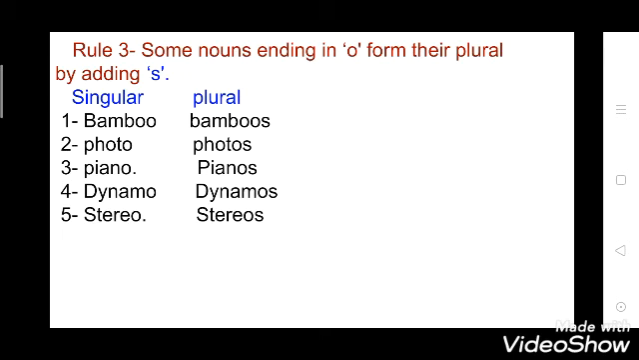Now students, moving to our rule 3. Rule 3 says some nouns ending in o form their plural by adding s. It means in a singular noun, if you see a word ending in o, you have to change it by adding s, so that it becomes a plural form. See the first, bamboo. Here you are adding s, then it will become bamboos. Photo, photos. Piano, pianos. Dynamo, dynamos. Stereo, stereos. So here you are adding s. Now moving to rule 4.